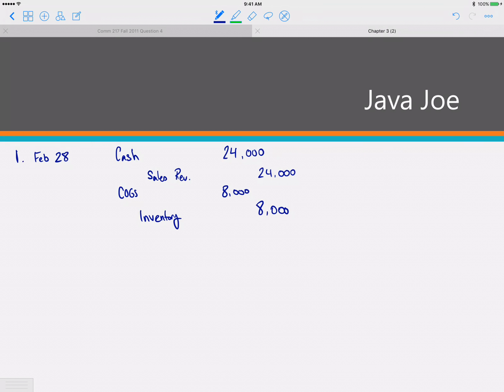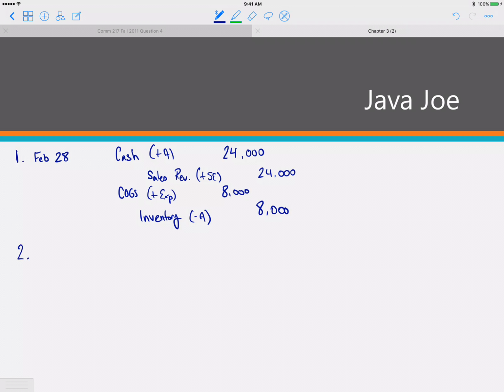So let's talk about what each account is. Cash was an increase to assets. We received cash. Sales revenue was an increase to equity. Cost of goods sold was an increase to expenses, and we decreased our inventory, right? It was a decrease in assets. Okay.